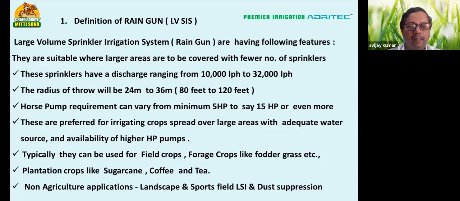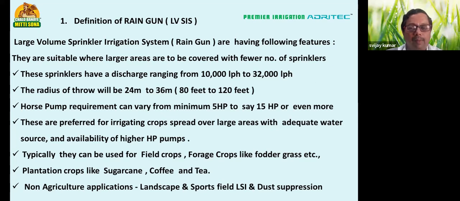Typically these rain guns have a discharge ranging from 10,000 liters per hour to 32,000 liters per hour for a single sprinkler. I have a bigger sprinkler over here, which will consume almost 32,000 liters. Because of this huge requirement, you need to have an adequate source of water. And because the radius will be very high, it will cover almost 24 to 36 meters, that is 80 to 120 feet. So one circle of a rain gun can cover almost an acre or a little more than an acre.